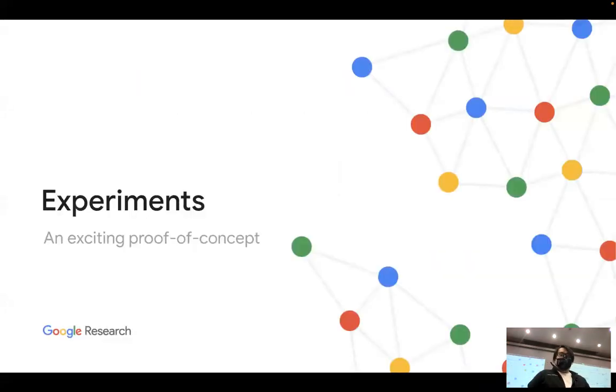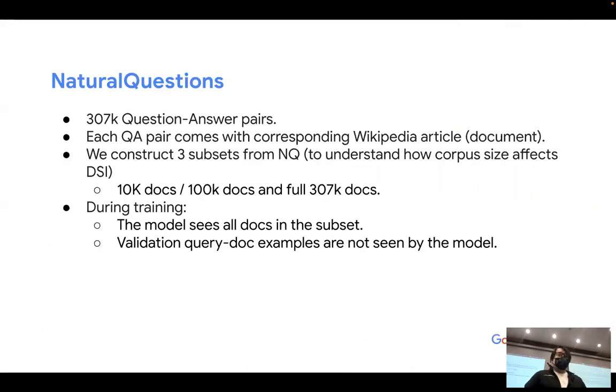I want to share more about some experiments. This is basically a proof of concept, and for this proof of concept, we present results on Natural Questions. It's a set of 307K QA pairs, and each QA pair comes with the corresponding Wikipedia article or document. We construct three subsets from NQ to also understand how corpus size affects the DSI. We use 10K documents, 100K, and then the full 307K documents.